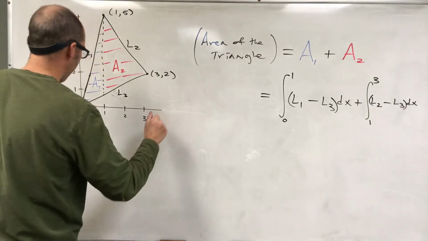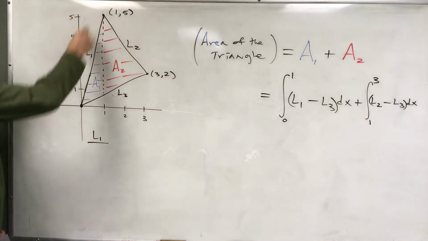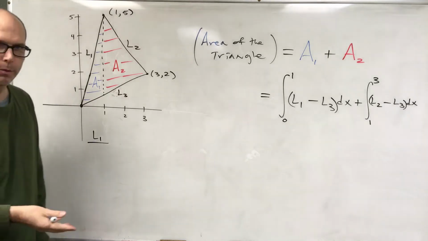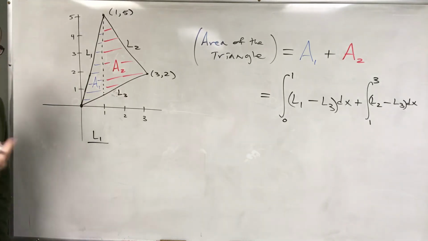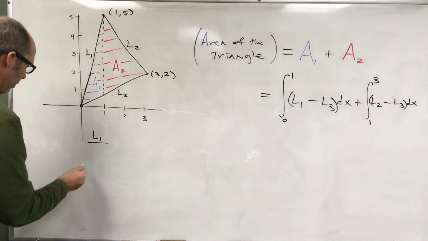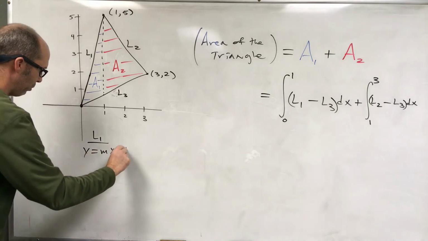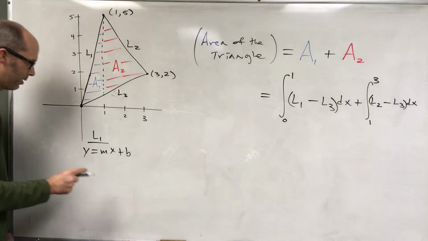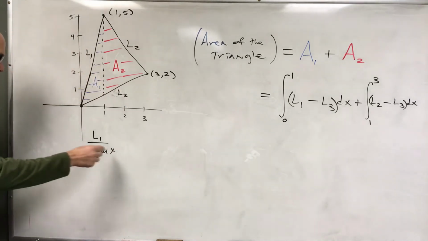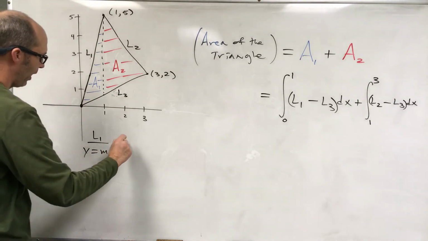So let's figure out L1. Remember, a straight line has two things: we need a y-intercept and a slope. You can see the y-intercept is 0 here. Normally we call y equals mx plus b, and you can see that b is 0. So all we need is y equals mx, so we really only need m.